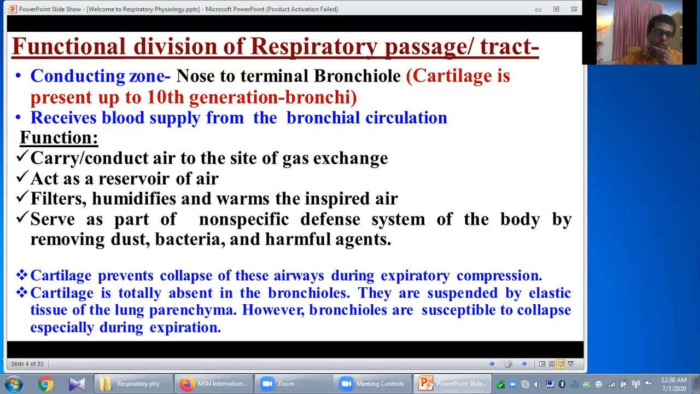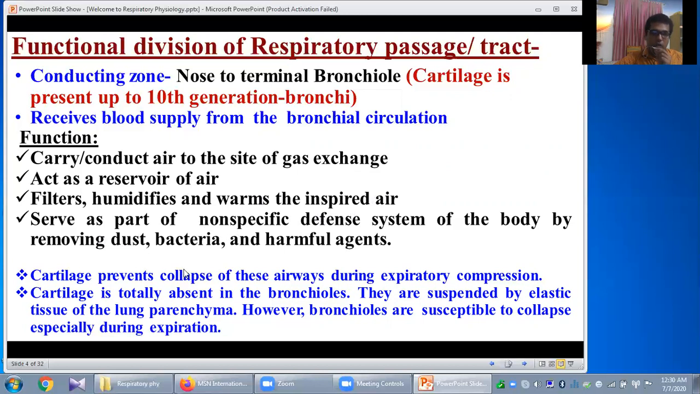So what are the functions? They actually carry or conduct air to the site of gas exchange, act as a reservoir of the air, filter, humidify, and warm the inspired air, and serve as a part of the non-specific defense system of the body by removing dust, bacteria, and harmful agents. Some important points should be considered.